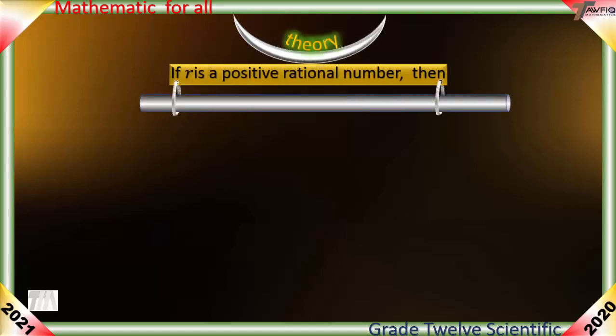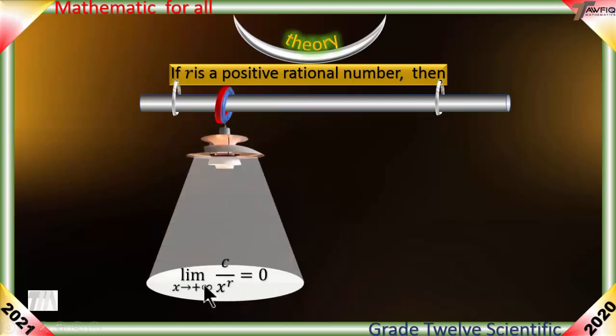Theorem: if r is a positive rational number, then the limit when x approaches positive infinity of c over x to the power r is equal to 0. That means if you have a constant at the numerator and a function at the denominator, when x approaches positive infinity, the limit is equal to 0.